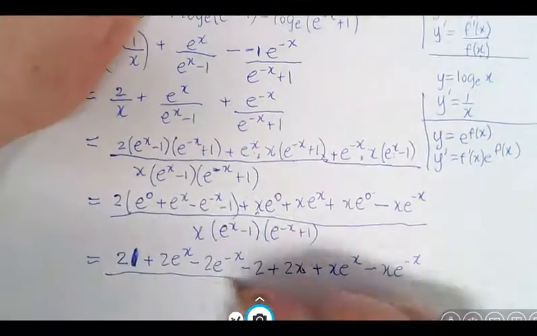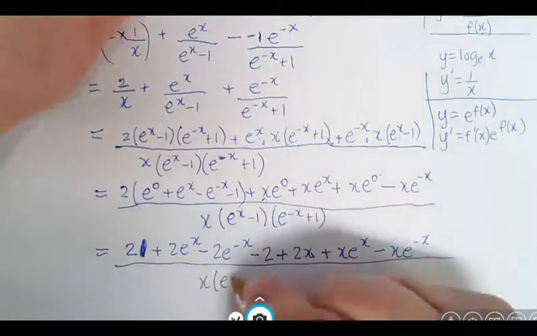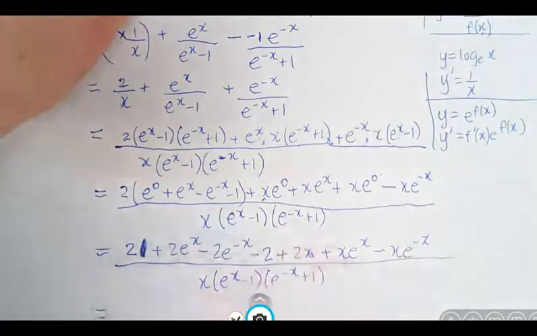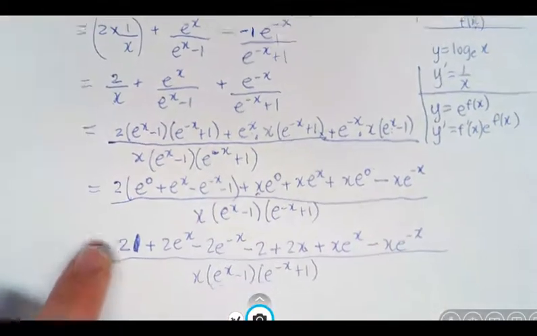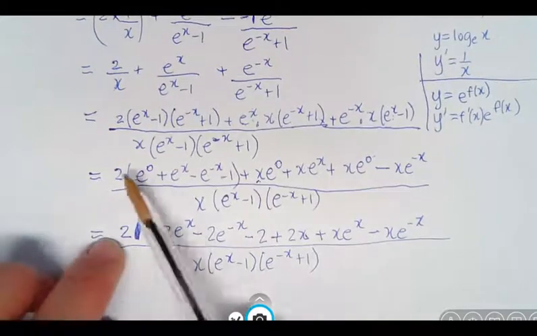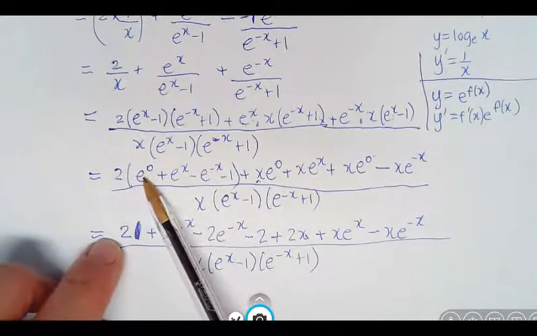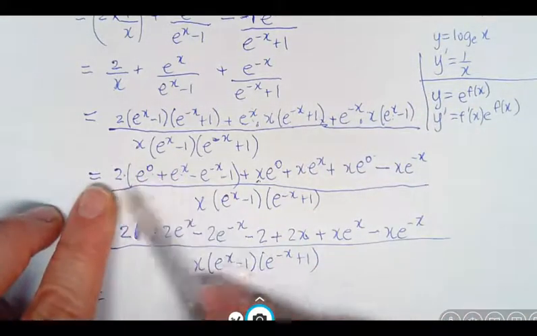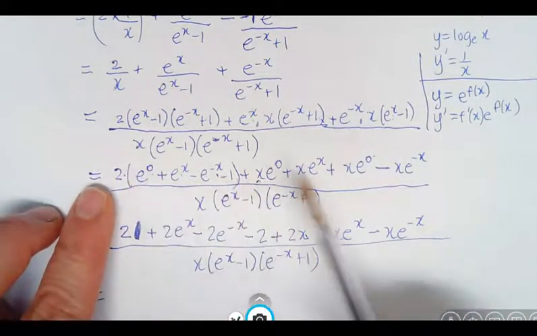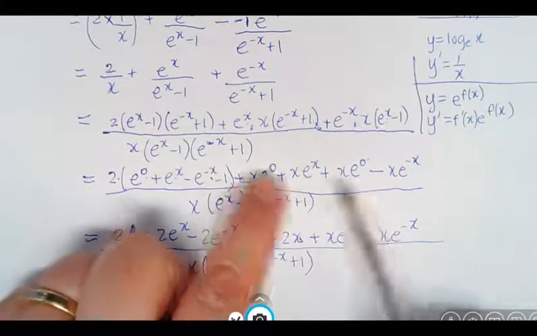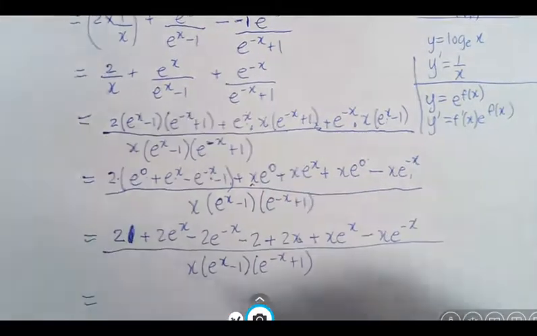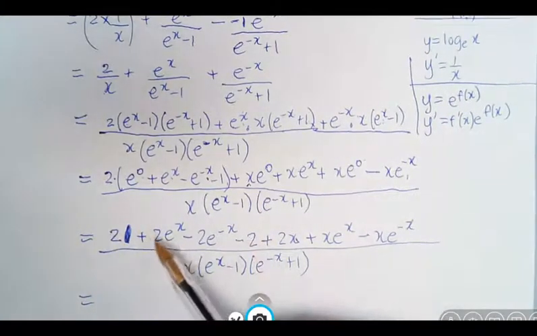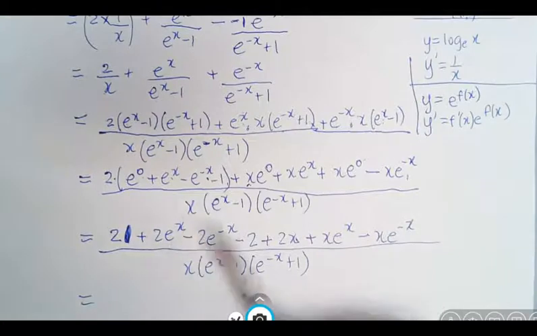Okay, all over x e to the x minus 1, e to the negative x plus 1. So now looking at combining like terms. So what I did here, I expanded. Remember, e to the 0 is 1. Okay, so we had 2 plus 2e to the x minus 2e to the negative x minus 2. These two made plus 2x, and these two could not be simplified. So combining any like terms, I've got 2 minus 2 is 0. I've got 2e to the x.